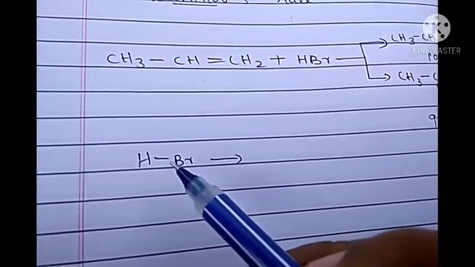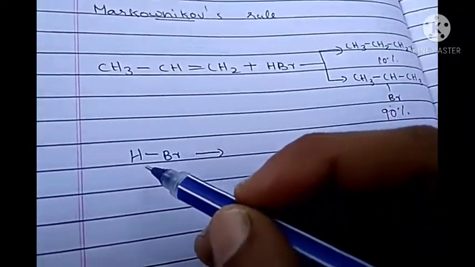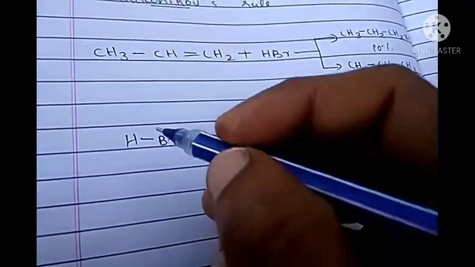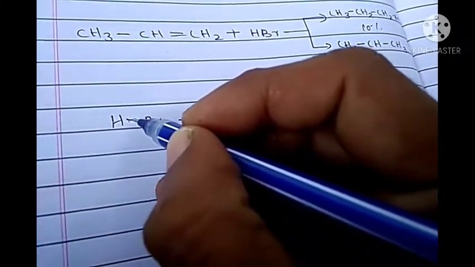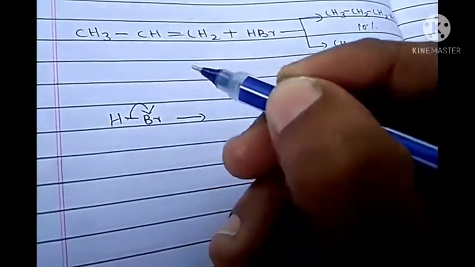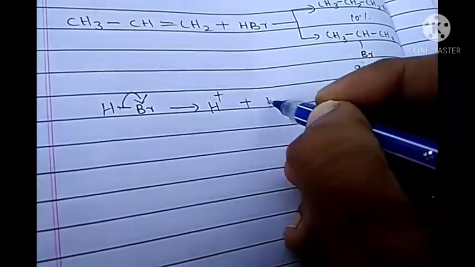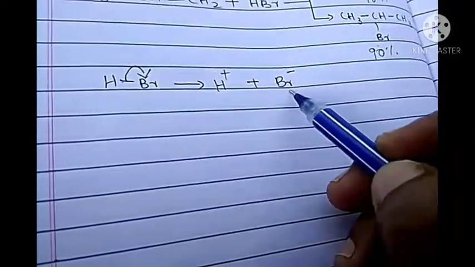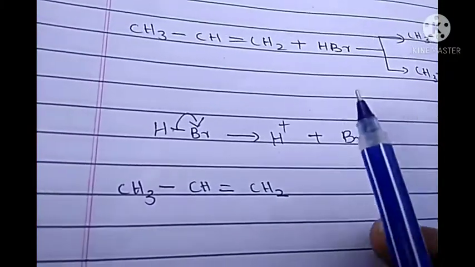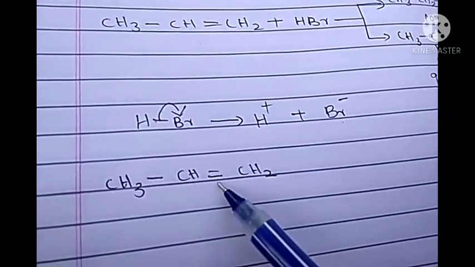In this reaction, HBr is the attacking reagent, and in HBr the heterolytic bond fission will occur. That means this covalent bond breaks and the electrons present in this bond move towards the more electronegative bromine atom, and as a result H+ ion and Br- ion will be formed. One electrophile and one nucleophile will be produced. That is the first step. Now, this electrophile and nucleophile attack this unsymmetrical alkene.